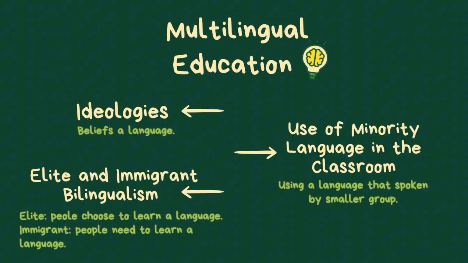Okay, Nurfadila, thank you for the opportunity that has been given. I will explain about multilingual education. For the first, ideologies. It means beliefs about which language should be used in schools. In education, these beliefs affect how schools treat different languages. For example, a school believes all languages are valuable, so it offers classes in several local languages.